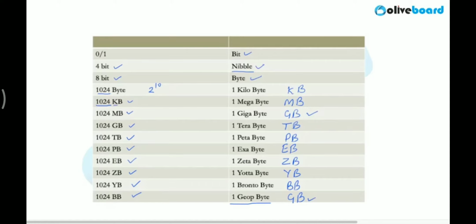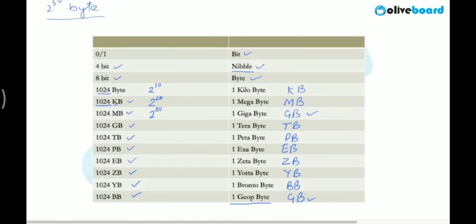So this entire thing could be represented as 2 to the power 20, and this 2 to the power 20 could be considered as megabyte. We had this question in previous year's exam: what is 2 to the power 30 byte equals to? You can get these answers from here only. 2 to the power 30 will go somewhere around here, and 2 to the power 30 actually represents giga.